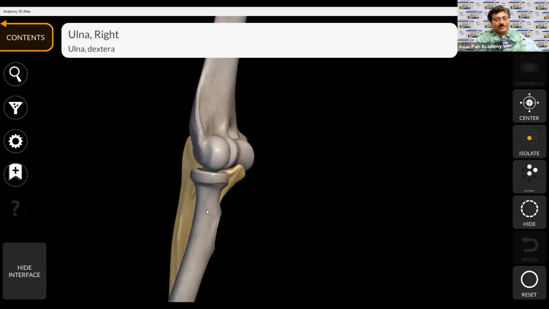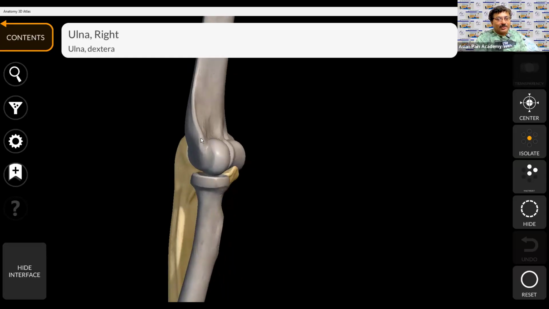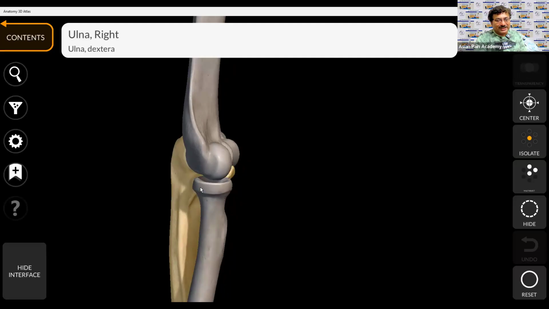If we look slightly medial to this muscle, we'll see the brachioradialis, and underneath we'll have the supinator. The supinator also takes origin from this area.